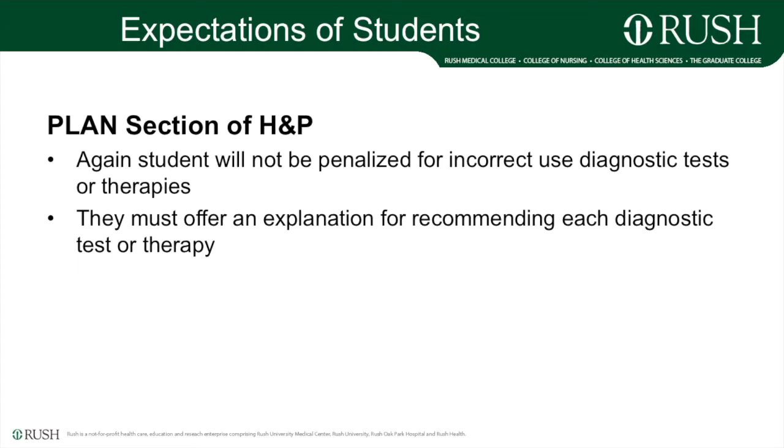The last 3 items of the grading rubric refer to the plan section of the H&P. Remember, the students will not be penalized for incorrect plans. However, they must be able to offer explanations for recommending each of these diagnostic tests or therapies.